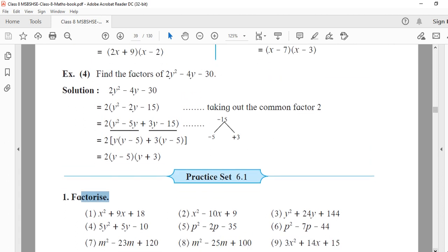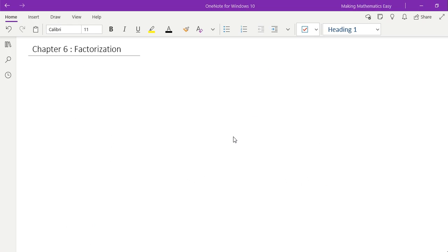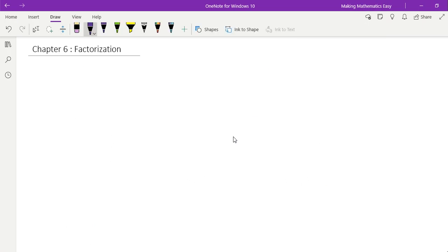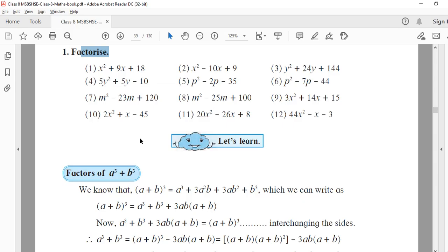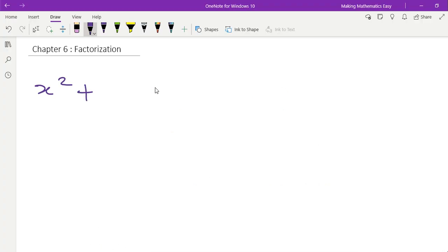Okay, so the first equation is x square plus 9x plus 18. Okay, so this is your quadratic equation.